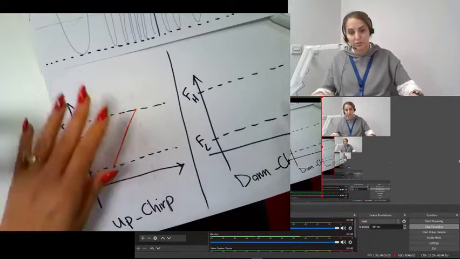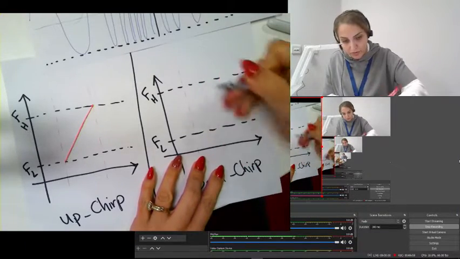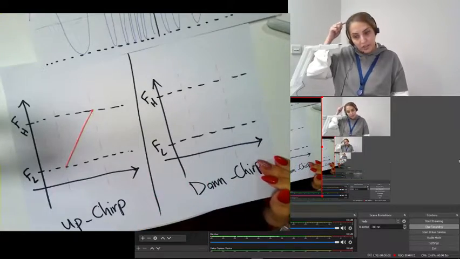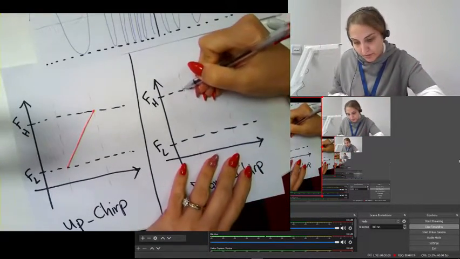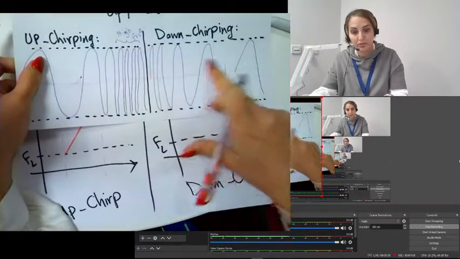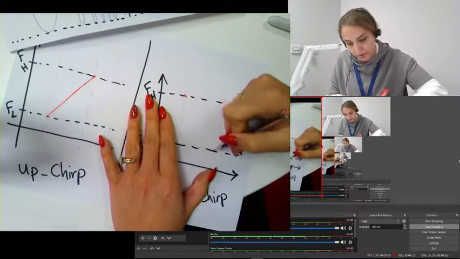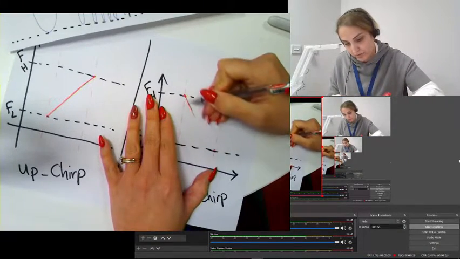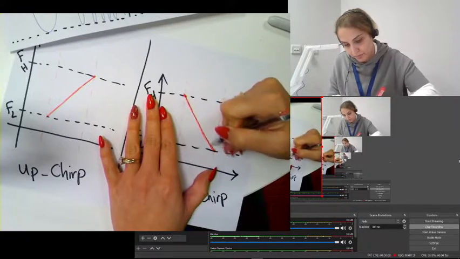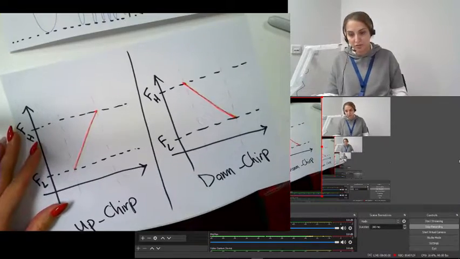Now if I want to do that for down chirping, I'm trying to have an identical shape. Here I'm moving from my high frequency to low frequency. Again, it should be a very straight line, because the derivative of that line should be a constant number. That will be my pulse for down chirping.